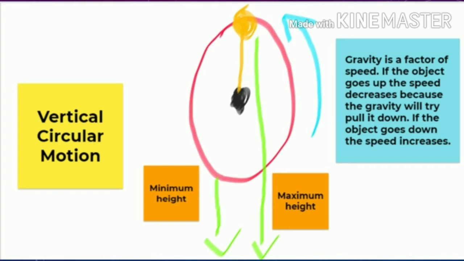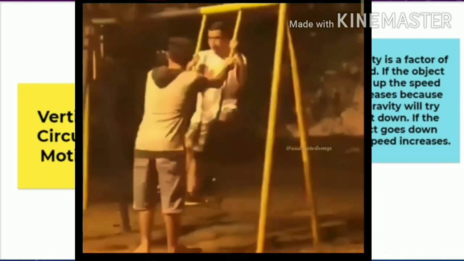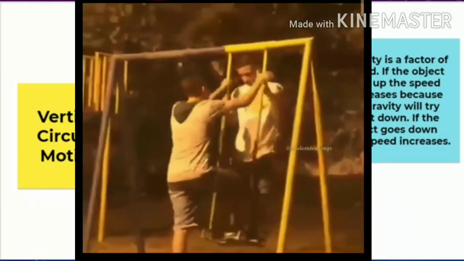For example, the guys are moving in vertical circular motion. If you notice, when they are going up, the speed decreases. But when they are going down, the speed increases. It's because of gravity. As they go up, the gravity is pulling them down, which makes it decrease its speed. But when they are going down, the gravity is pulling them down, which makes the speed increase.